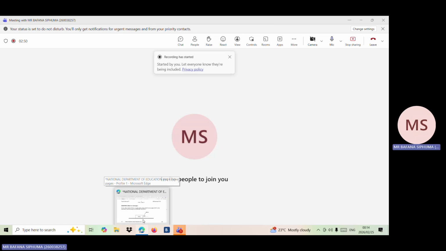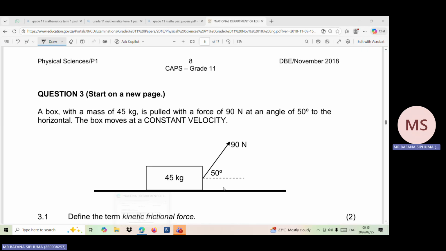I decided to work on Newton's law, a topic that most of you struggle with. So I'm just going to do one question, then I will leave it from there. So this is basically Newton's law right there, and it's grade 11.